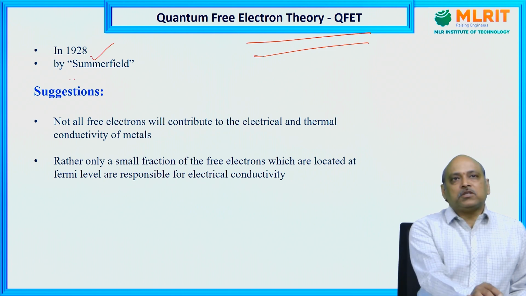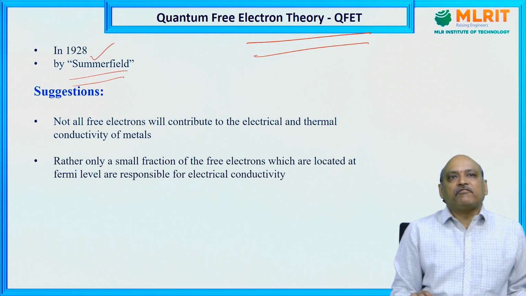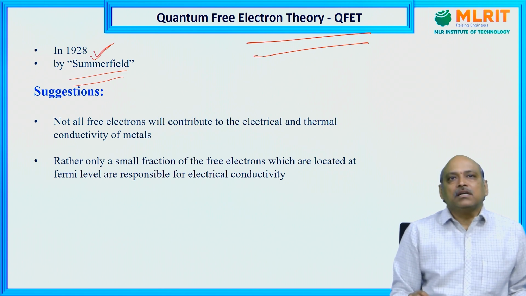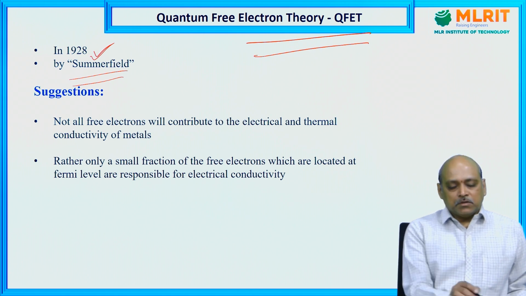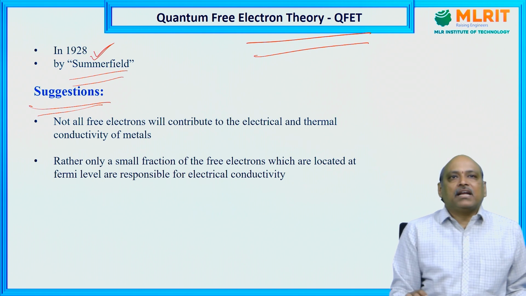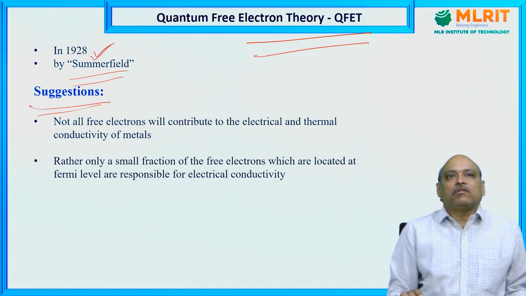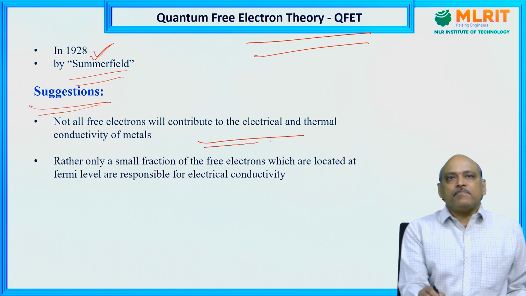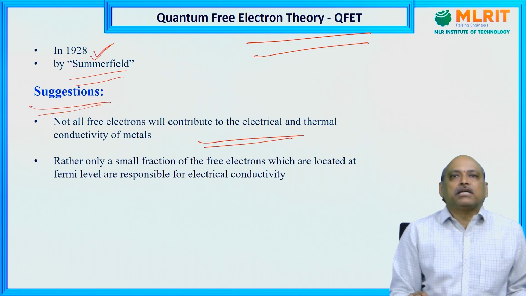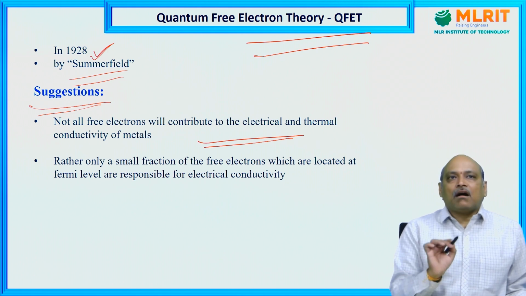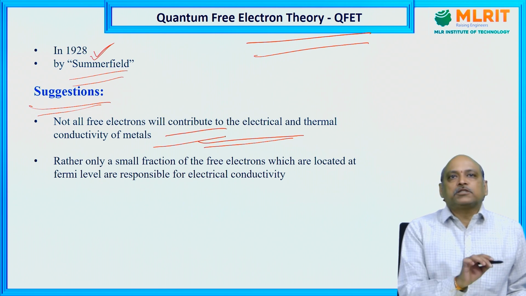This was proposed by a scientist called Sommerfeld. In 1928, this scientist proposed this theory. Let us see how the failures of the classical free electron theory were overcome. According to this theory, not all the free electrons are responsible for the electrical or thermal conductivity of a given metal. Not all free electrons are responsible.